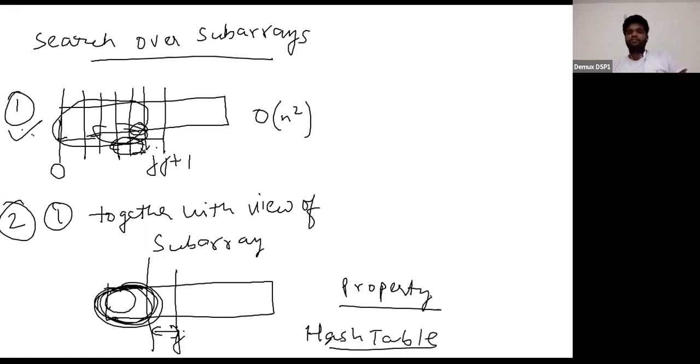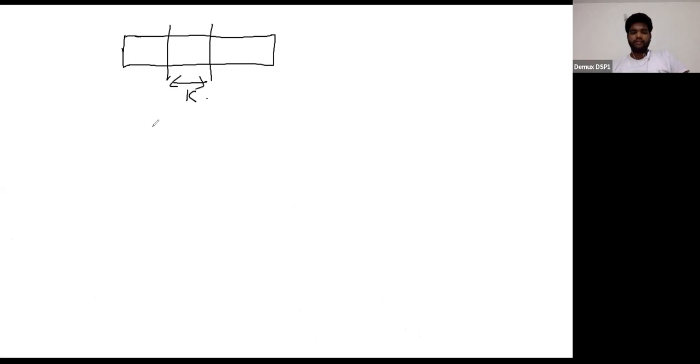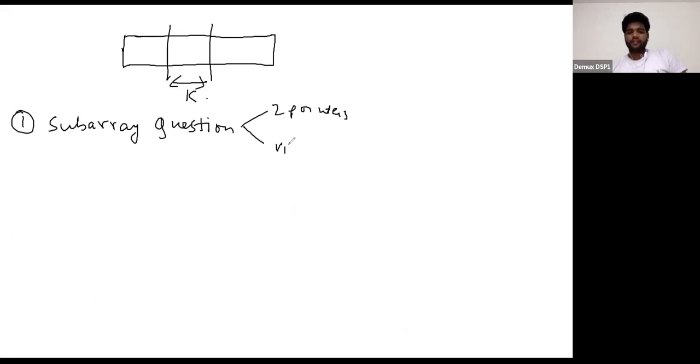So this is the abstract idea. Let me make this more concrete with the help of the example that we took. In the question that we looked at, we had to enumerate all subarrays with a given sum k, right? So let's see. This is a subarray question. The first thing that I see is that this is a subarray question. For subarray questions, at least two things come to my mind: either I try two pointers, or I try this view of subarray that I gave you.